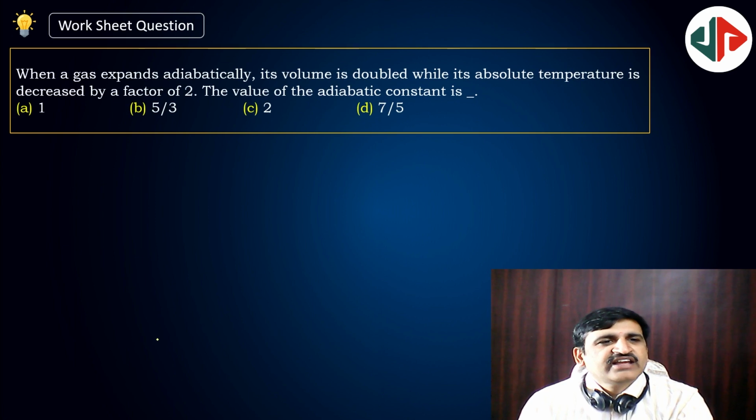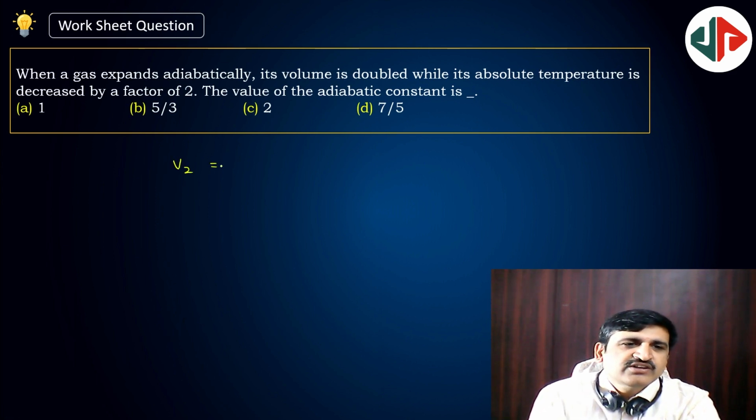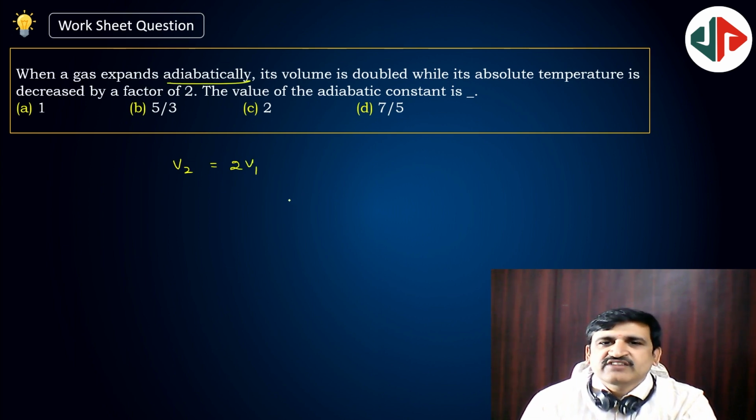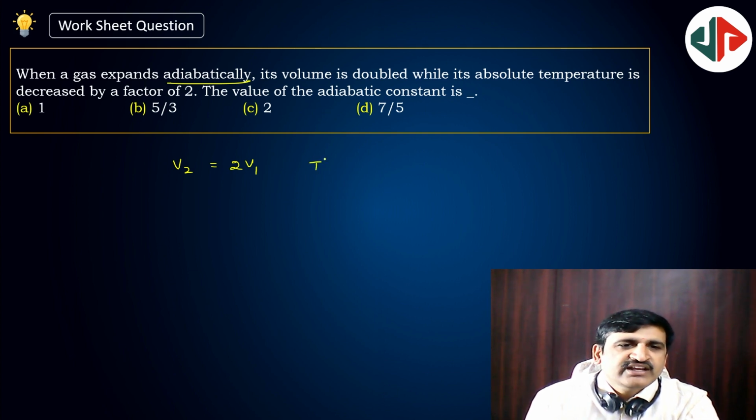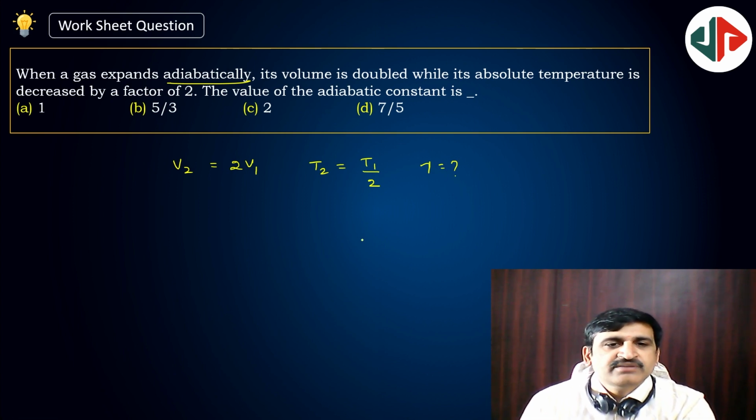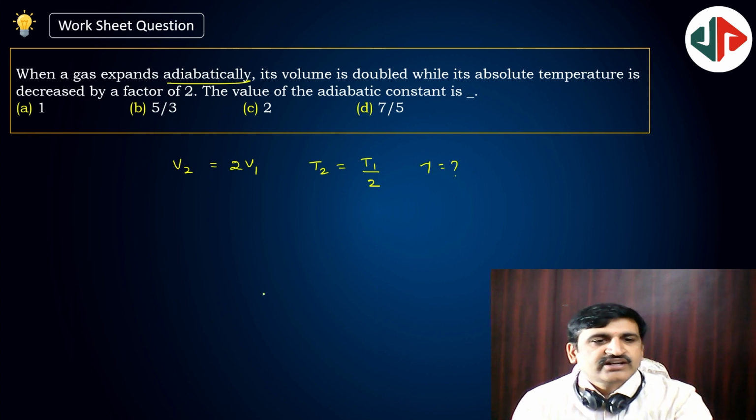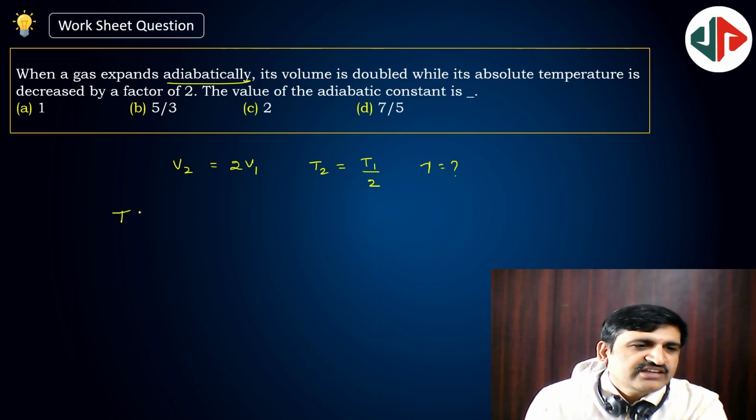When a gas expands adiabatically, its volume is doubled. V2 is equal to 2V1 and it's an adiabatic process. While its absolute temperature is decreased by a factor of 2, T2 is equal to T1 by 2. The value of the adiabatic constant, that means gamma, equals how much? So what is the relation between T and V? Yes, you are right. The TV relation is T V to the power gamma minus 1 is equal to constant.